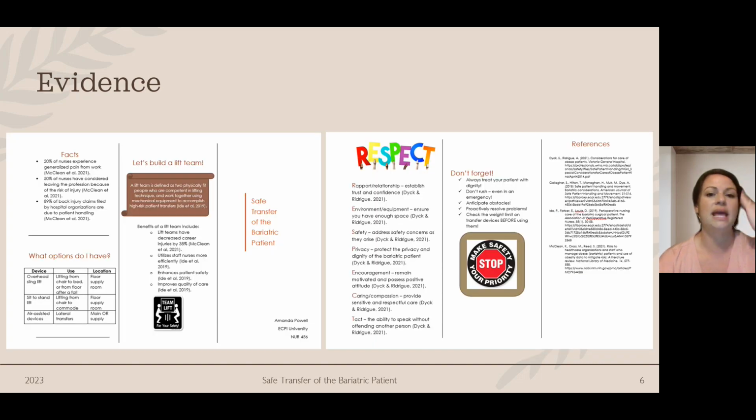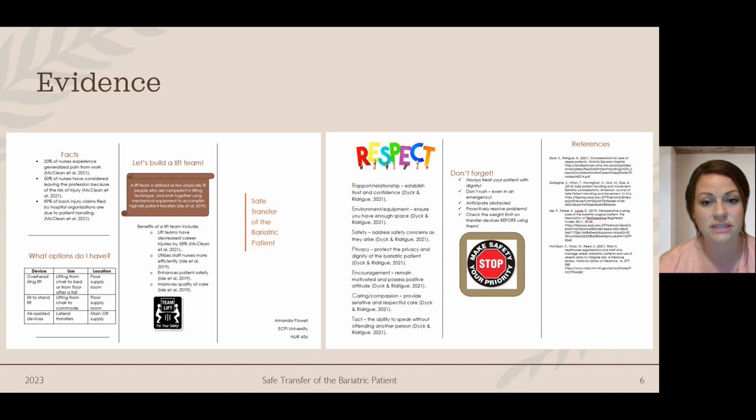So here is a screenshot picture of the pamphlet that was given out to the staff. Here I presented some statistics regarding staff injuries. It was really surprising to me and to the staff to learn that 50% of staff nurses have considered leaving the profession due to the risk of injury. It's pretty big. So I think this was good information for my participants to hear because it made them feel like they weren't alone. Additionally, it brought to light the need for change.